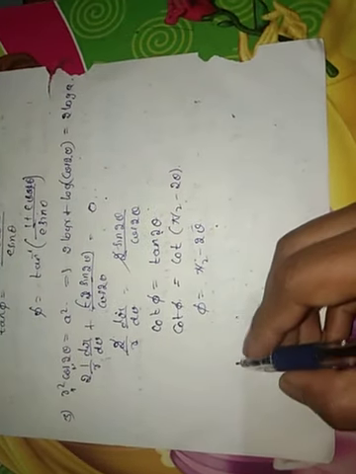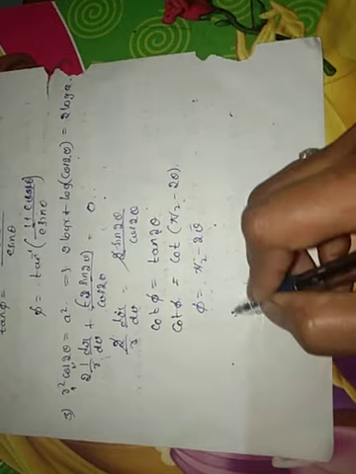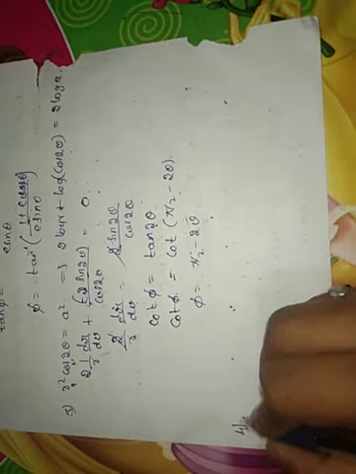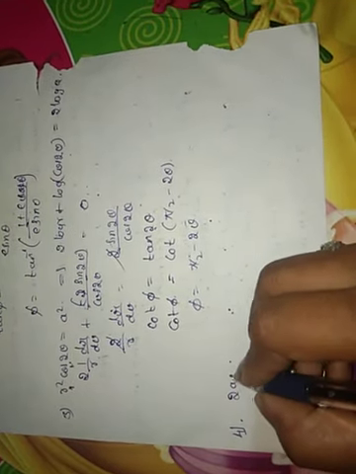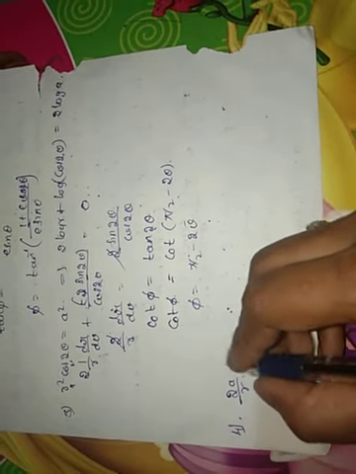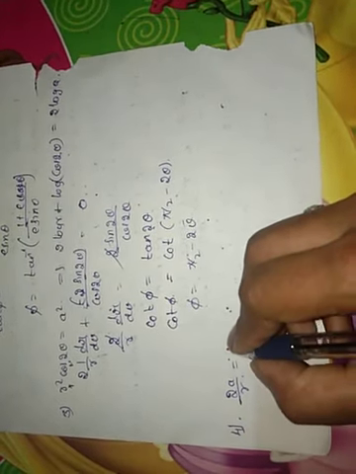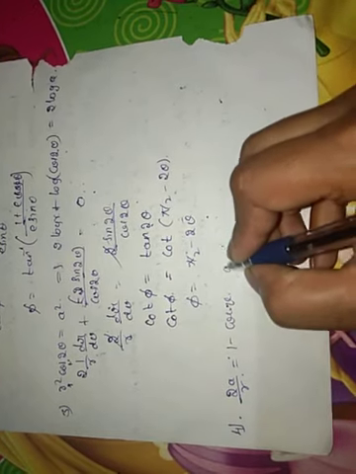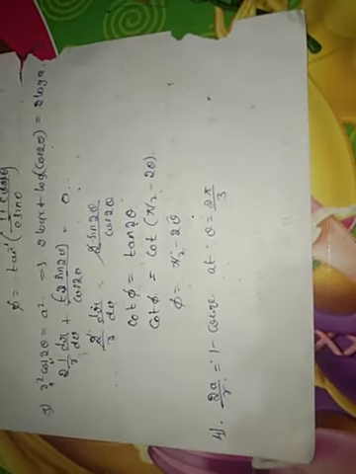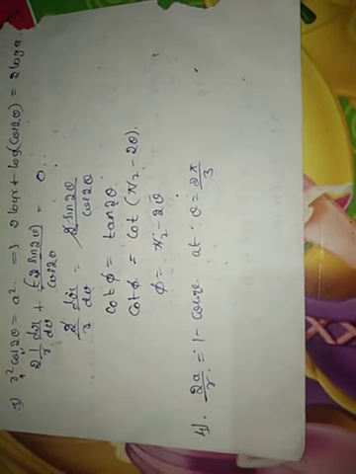So the next kind of example is: find the angle between the radius vector and tangent as indicated. As indicated means they mention some angles in the question. For example, find the angle between the radius vector and tangent of the curve 2a divided by r equal to 1 minus cos theta at theta equal to 2 pi by 3.